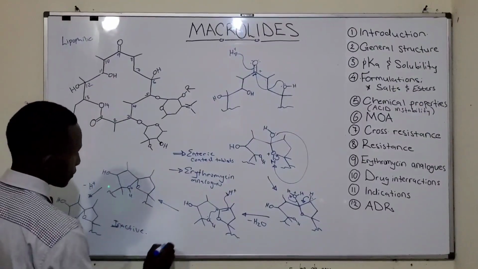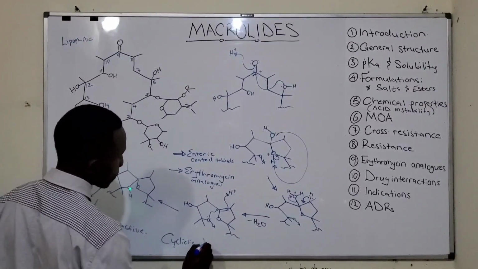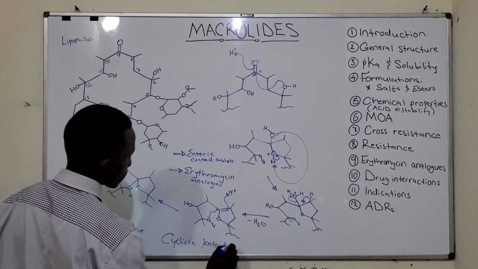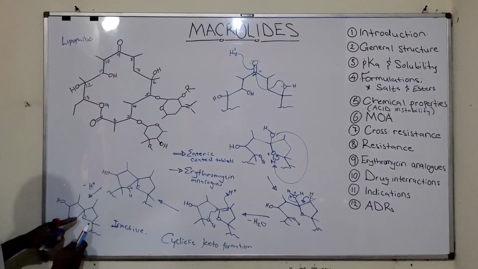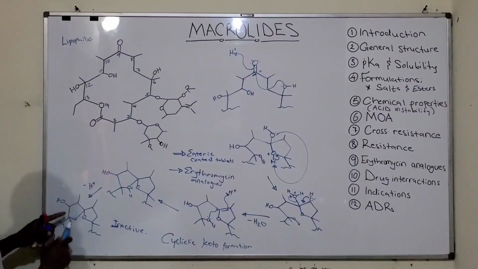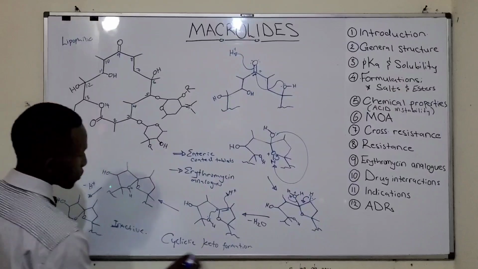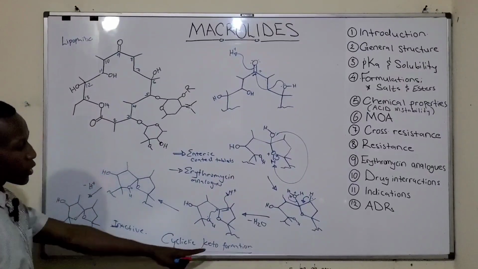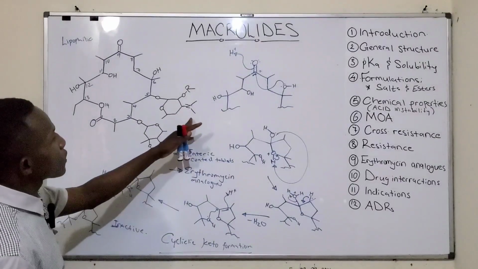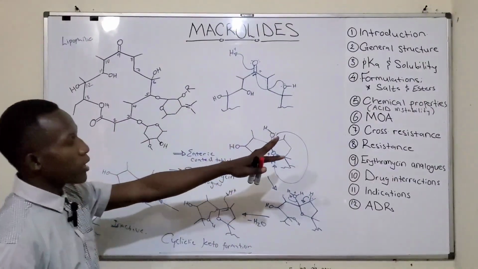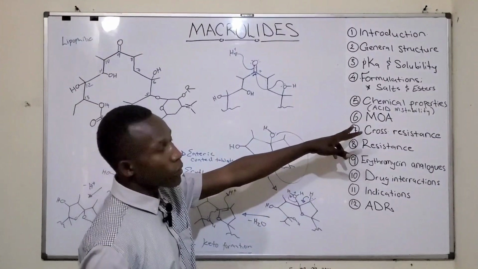This is the cyclic keto formation. As you can see, these two groups, as if this is a furan and also this is a furan. So these two furan rings, it's what we call the internal cyclic keto formation. This is the formation of the inactive compound. Hence, these drugs are not stable in the acidity of the stomach. Let's go to the mechanism of action.